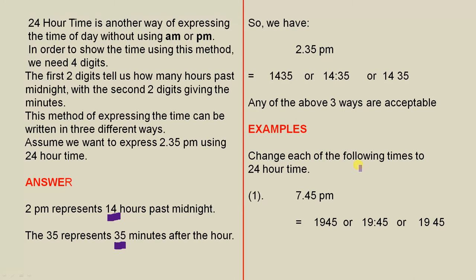Change each of the following times to 24-hour time. So 7:45 p.m. Firstly, how many hours after midnight is 7 p.m.? Well, 7 p.m. is early in the evening, so it must be 19 hours after midnight. And then the 45 represents 45 minutes after 7 p.m. So there is your 45. And they are the other 2 ways of expressing it as we saw up here.